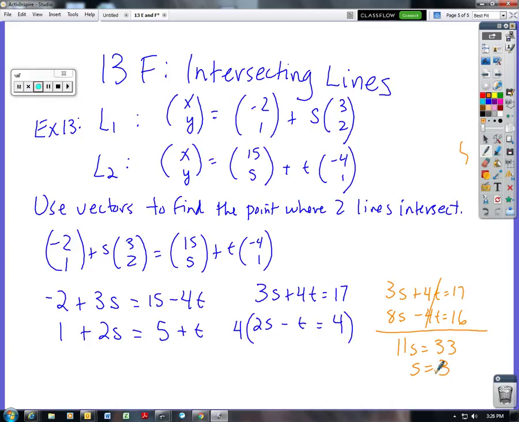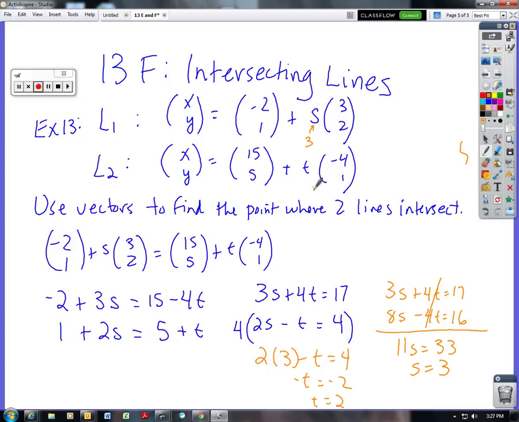Then we can plug that back in. This one here is pretty easy. 2 times 3 minus t equals 4, so that's 6. I'm going to subtract 6 and divide, and I'm going to get 2. So I solved for my two variables, and it says find the point where they intersect. So we need to plug that back in. We can plug it into both of these and check and make sure we get the same result with each one of them. So I'm going to plug in 3 to this top one here.